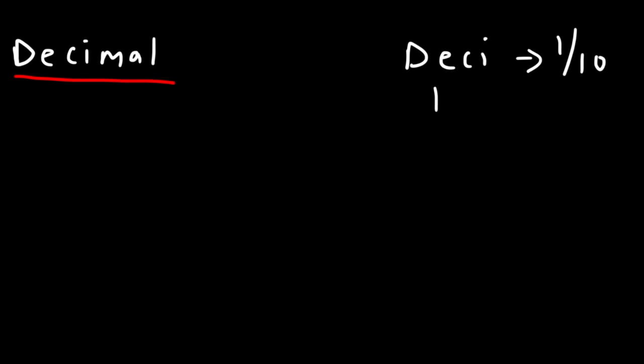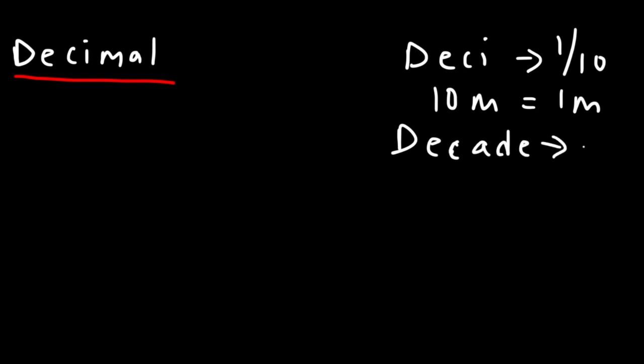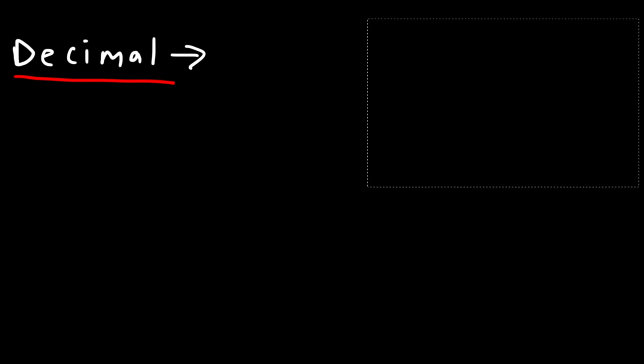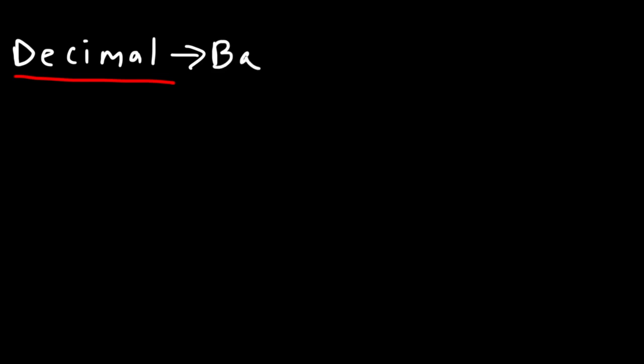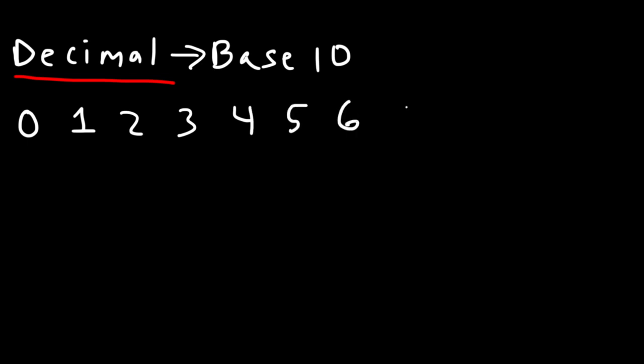For example, there's 10 decimeters in 1 meter. I also think of the word decade. A decade corresponds to 10 years. And so deci is associated with 10. And in fact, the decimal number system is a base 10 system. And so what this means is that there's 10 different numbers in the decimal system. 0, 1, 2, 3, 4, 5, 6, 7, 8, and 9. So that's a total of 10 numbers.